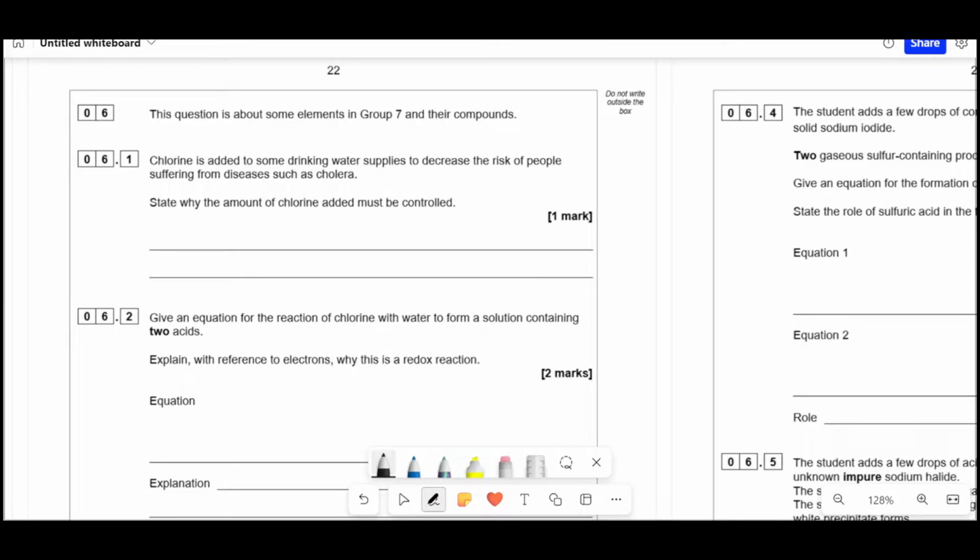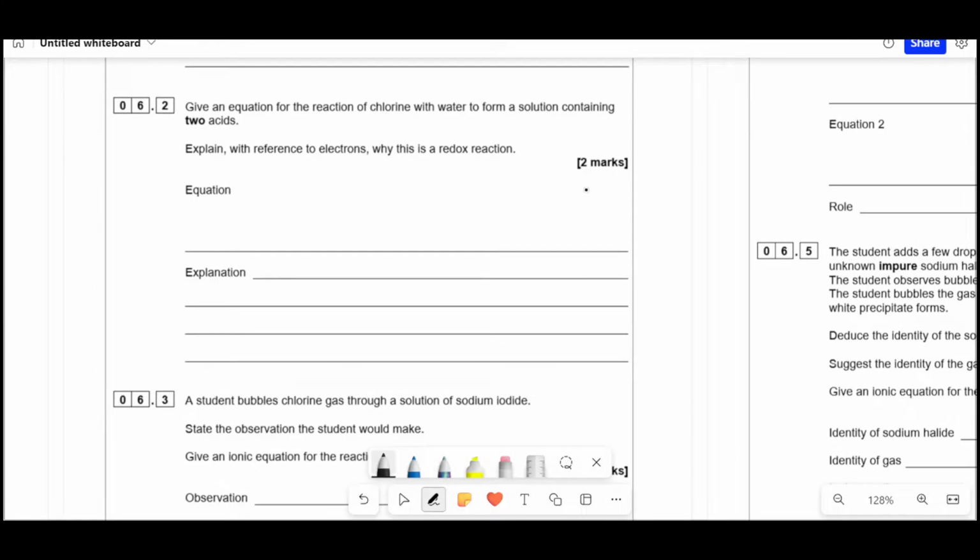This question is about some group 7 elements and their compounds. Chlorine is added to drinking water to decrease the risk of people suffering from diseases such as cholera. Suggest why the amount of chlorine must be controlled. Well, too much is poisonous. So don't just say toxic or whatever. Actually explain why it needs to be controlled.